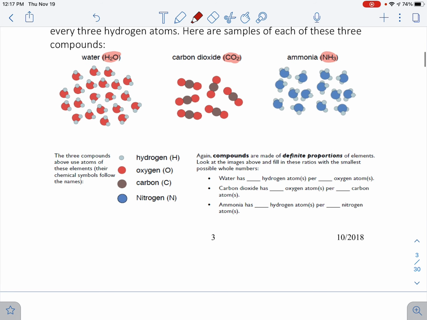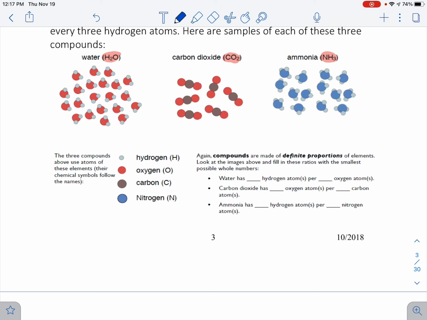So the 3 compounds that use atoms of these elements are above. We have water, which uses hydrogen and oxygen. We have carbon dioxide, which uses carbon and oxygen. And we have ammonia, which uses nitrogen and hydrogen. So all 3 of these use common elements, but they're used in very different ways, giving them very different properties.